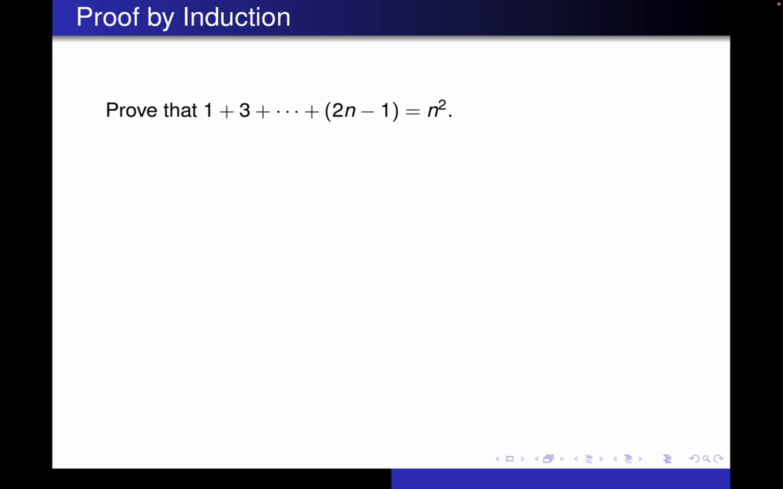So if I want to prove that 1 plus 3 plus and so on, the sum of all the odd numbers between 1 and 2n minus 1, is equal to n squared, of course I do the n equals 1 case. That means on the left-hand side, I've got to stop at 1, so I just get plain old 1. On the right-hand side, we get 1 squared. I just have to prove that 1 is equal to 1 squared, and that is easy, right? 1 squared equals 1 is obvious to show.